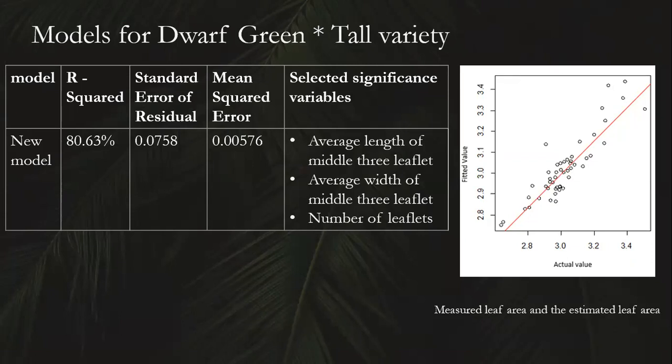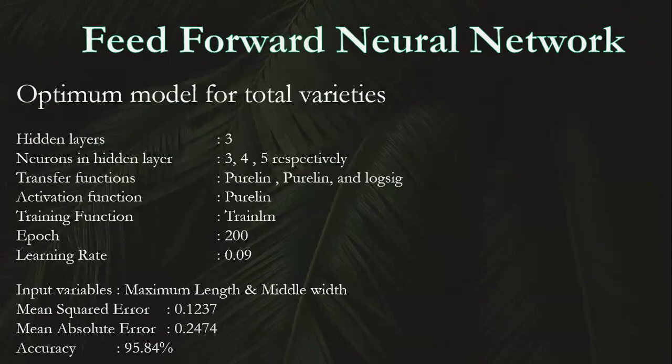In the dwarf green tall variety, a new model has been developed as an appropriate model. The cost of introducing a new model was derived. Regression models from the best subset method violated homoscedasticity assumptions, so a new model was developed.